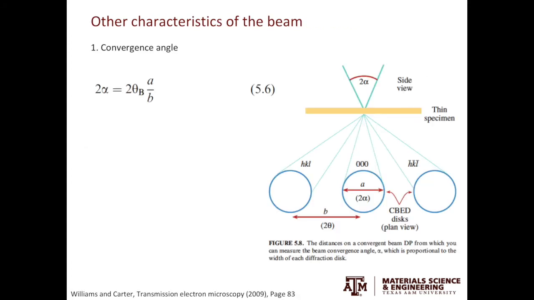Here, I'd like to talk about some characteristics of the beam. The first is the convergence angle 2α. Alpha by itself is called the convergence semi-angle. The concept will become very important when we discuss the CBED, the convergent beam electron diffraction, and the STEM, the scanning transmission electron microscopy. The convergence angle 2α can be calculated by using 2θb multiplied by a over b. θb is the Bragg diffraction angle. A is the diameter of the CBED disk. B is the distance between the CBED disks.